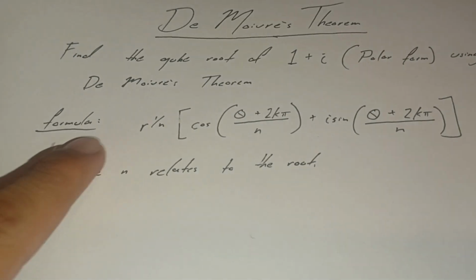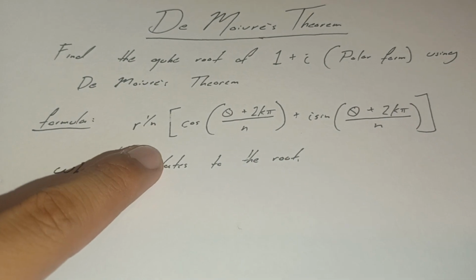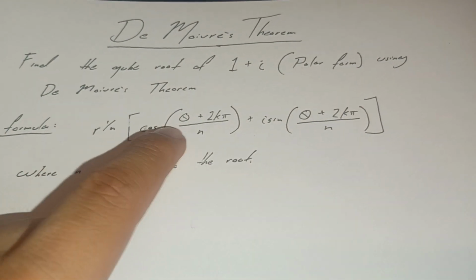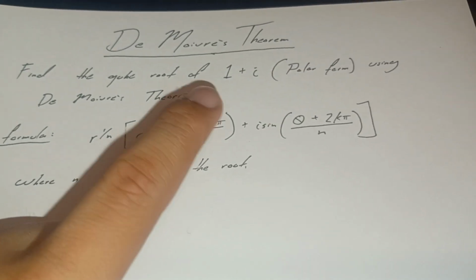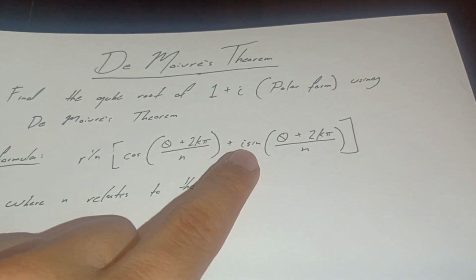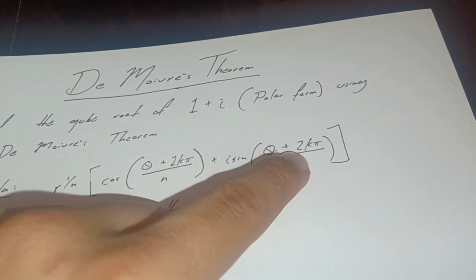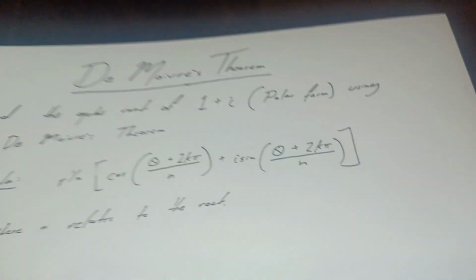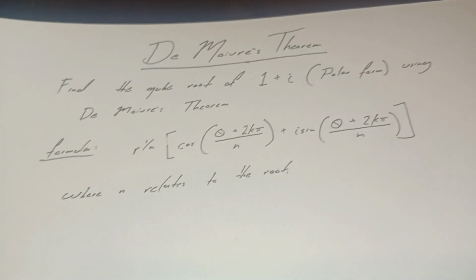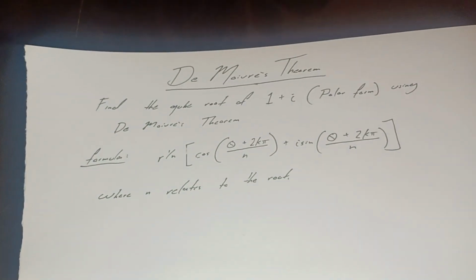We have r to the 1 over n, brackets, multiplied by cosine of theta plus 2k pi divided by n, plus i sine of theta plus 2k pi divided by n, close brackets. So that's our formula where n relates to the root. So what does that mean?